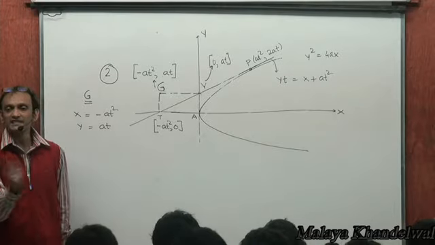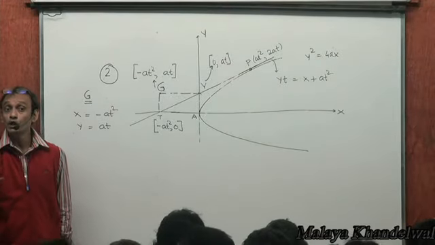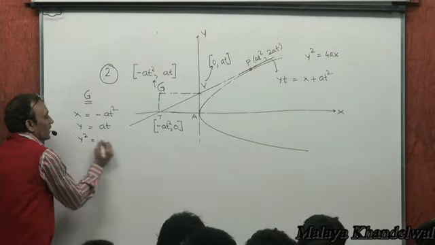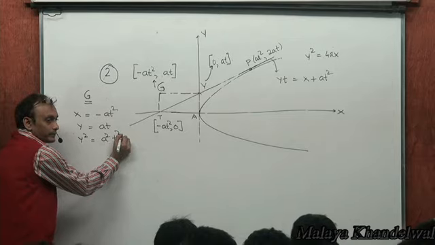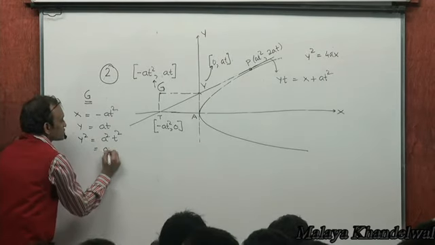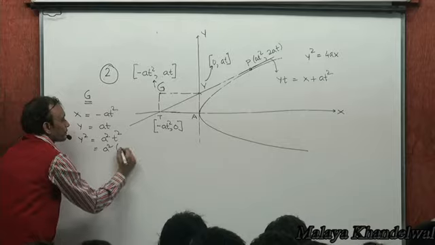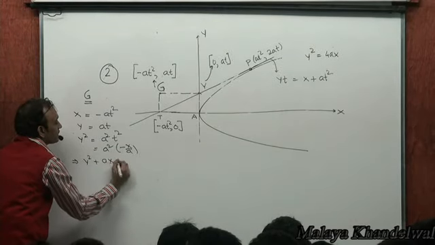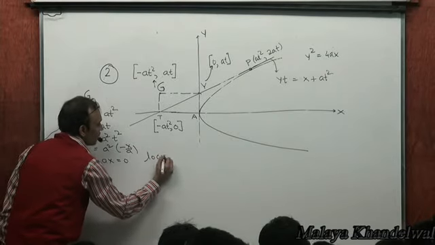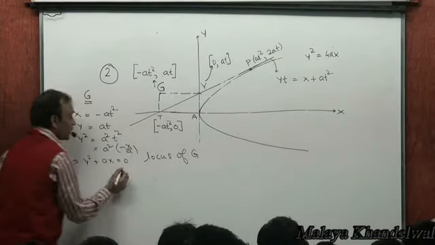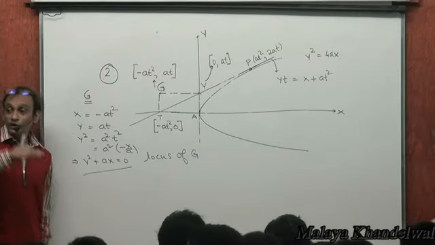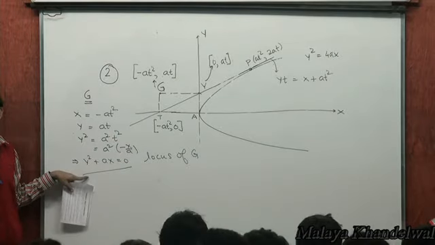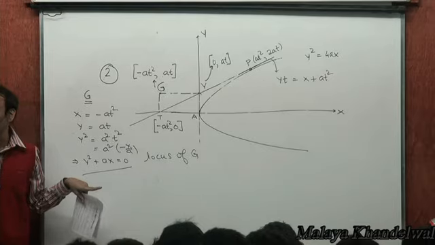What are we trying to do? We are trying to connect the x and y coordinates of G by eliminating the parameter t. How do I eliminate the parameter t? y squared is a squared t squared, and then this t squared can be replaced by minus x by a. That gives us y squared plus ax equal to 0 as the locus of G, which is a parabola. So while you draw different tangents, the path that G takes is a parabola of this kind. y squared plus ax equal to 0 is a parabola.